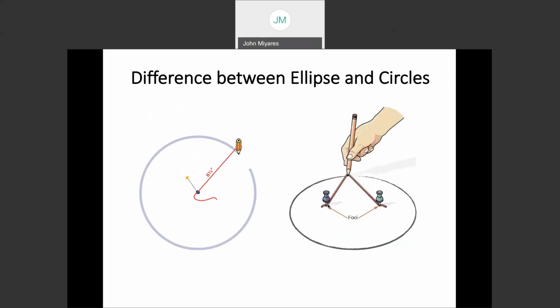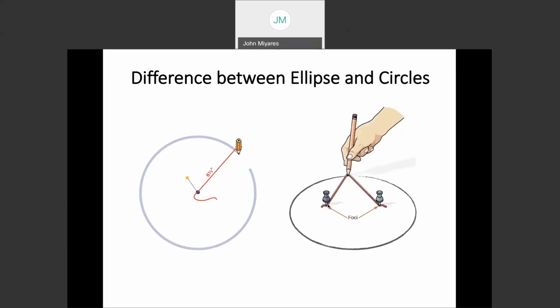This slide will hopefully demonstrate the differences between circles and ellipses. In a circle, you have a single center point and one distance, the radius, that is constant all the way around. So you could construct a circle by pinning a string tied to a pencil on a piece of paper, then drawing all the way around.